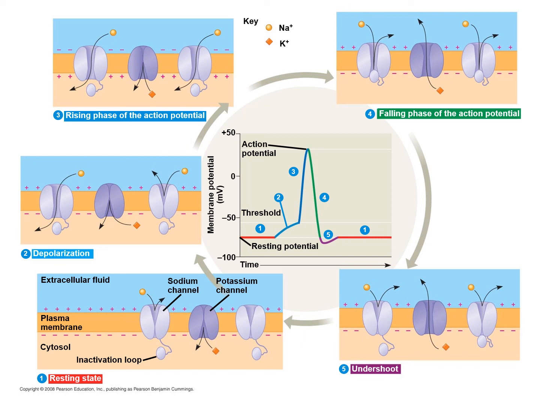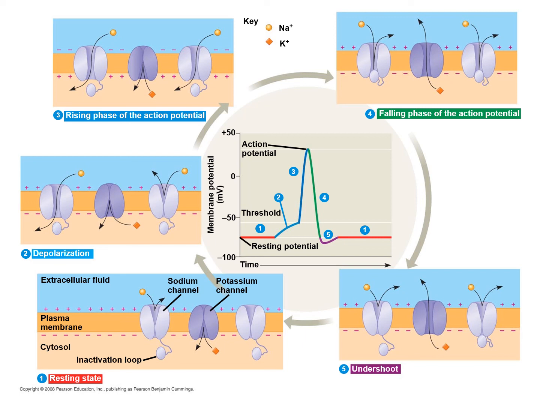We have depolarization occurring, and that can be due to some sort of outside stimulus, but it's going to cause some sodium channels to open and allow sodium into the cell, and we get a depolarization. If we get up to threshold, then we have all of these sodium voltage-gated channels opening up, and that causes the rapid influx of sodium. And that's part 3. That's the rising phase of the action potential.